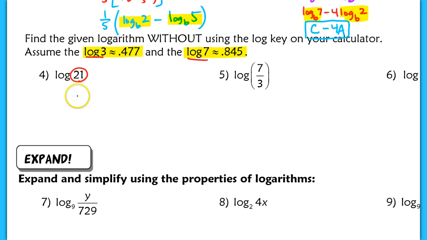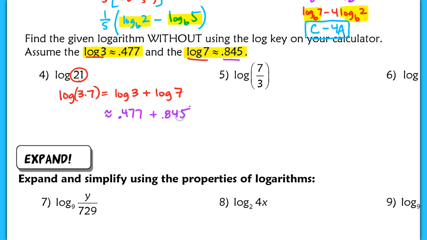Now the log of 21 can be written as the product of 3 and 7. So the log of 21 I'm going to rewrite as log of 3 times 7. When I split this up, I can use my first rule that we talked about, where I say log of 3 plus the log of 7. And now that I know that log base 10 of 3 is approximately 0.477, I'm going to approximate this as 0.477 plus this value, since log of 7 is approximately 0.845, and then I'm just going to add these values together.